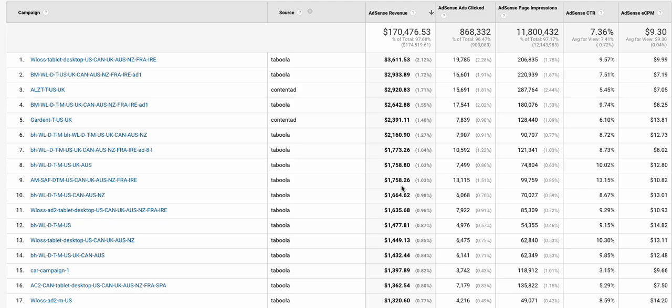You've got the breakdown of the campaigns and the targeting. You've got the stats there, as you can see, the eCPMs, the CTRs, and you've got the whole process.